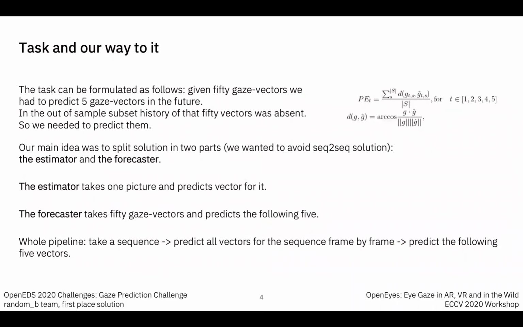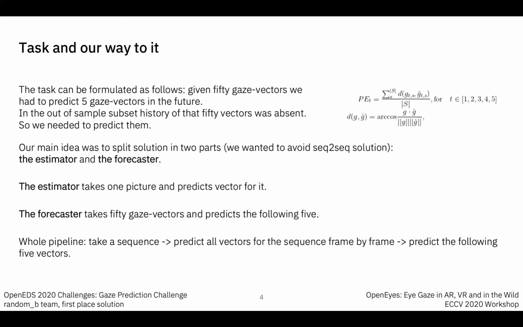Let's talk about the task. The task can be formulated as follows. Given 50 gaze vectors, we had to predict 5 gaze vectors in the future. In the out-of-sample subset, history of that 50 vectors was absent, so we needed to predict them too. On the right side of the slide, you can see metrics for this competition.